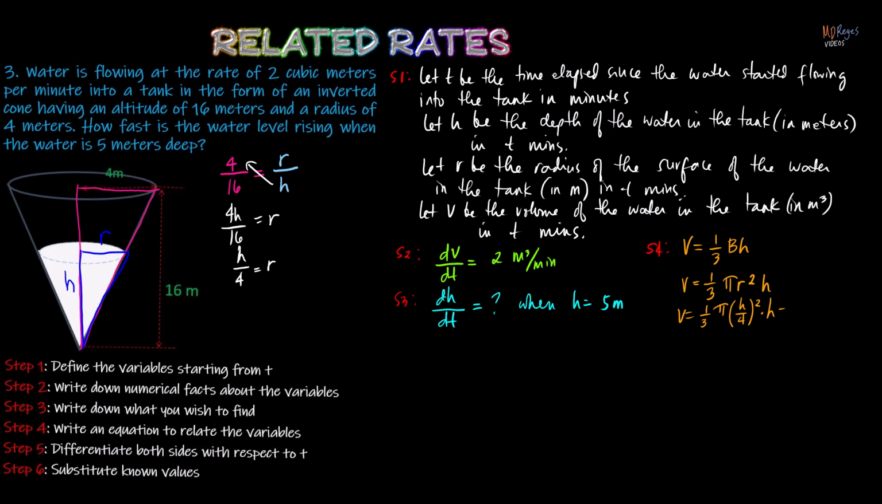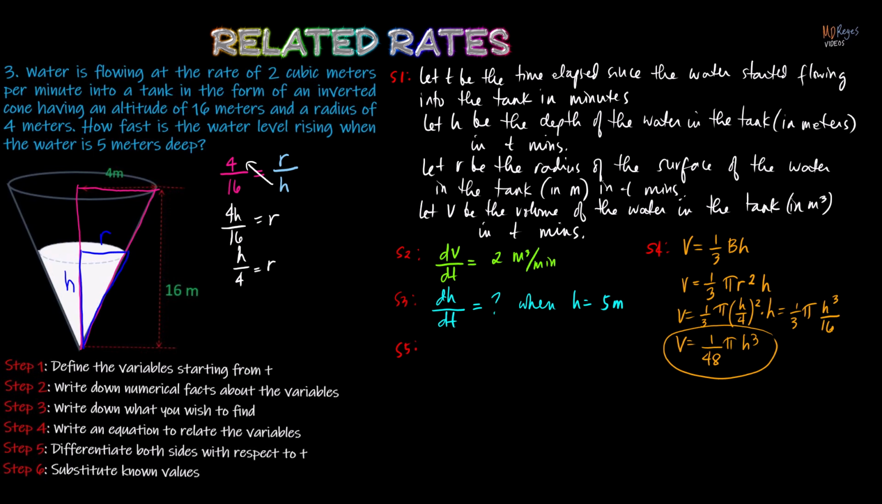Simplifying this, we'll have 1/3 of pi. Squaring h and 4, you'll have h squared times h, that's h cubed, over 4 squared, 16. Now I'll just multiply our constants. 1/3 and 1 over 16 will give us 1 over 48 pi times h cubed. Now this is our equation in terms of V and h only. Okay, now we're ready for step 5.